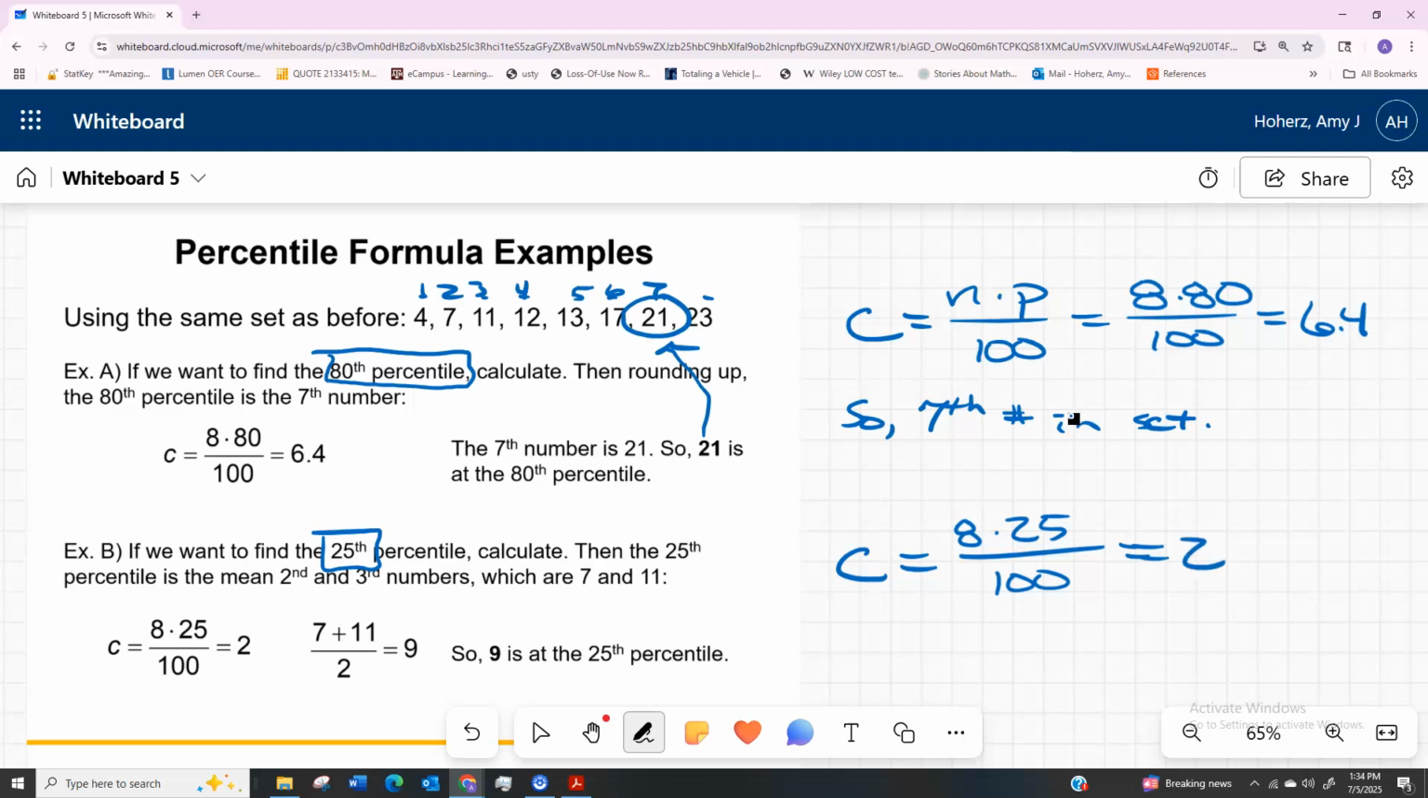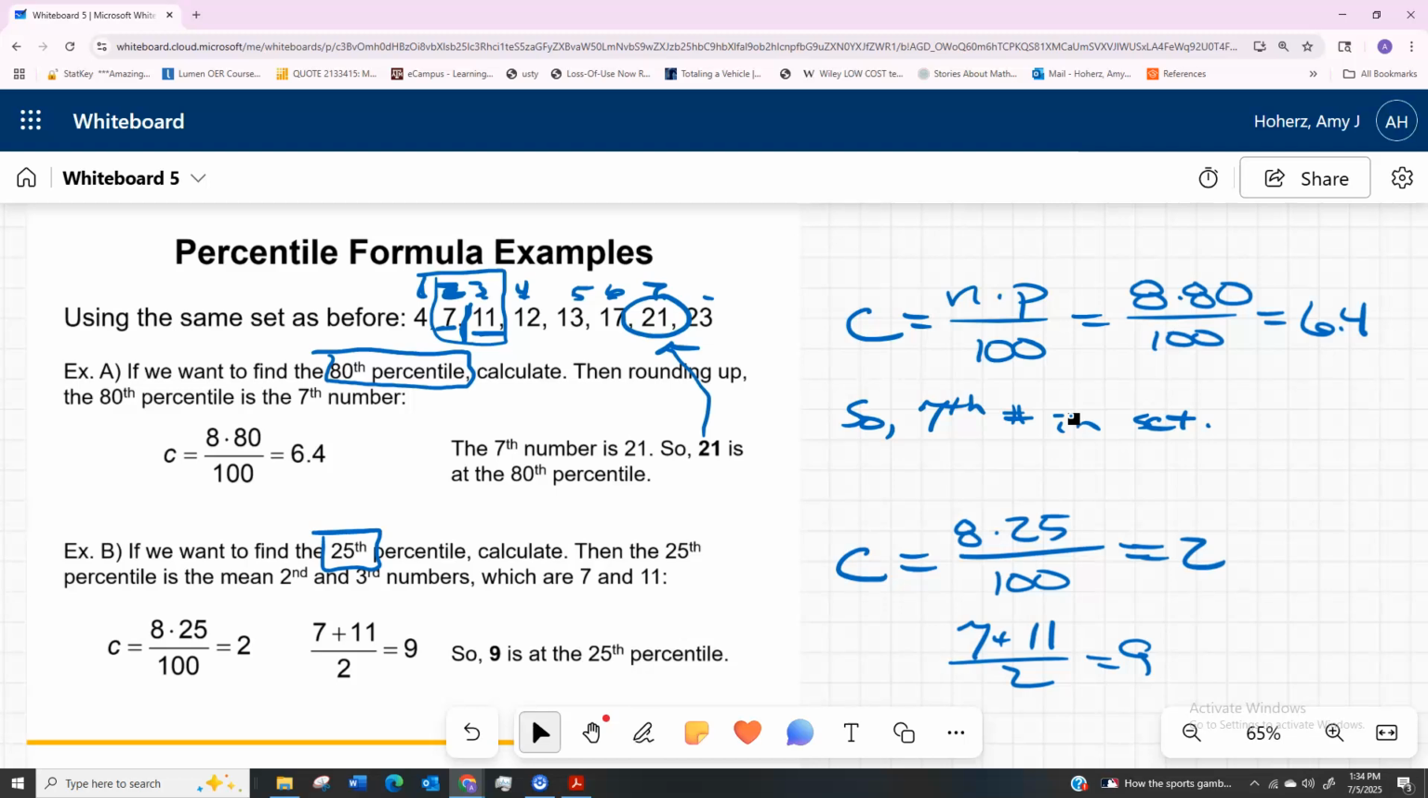So we don't go up here and say, okay, 1, 2, it's 7. When it falls right on a whole number, you have to go between that one and the next one. So between 7 and 11 is what we're going to calculate. We're going to figure out what's right in the middle of that. So we're going to average 7 plus 11 and divide it by 2, which comes out to be 9. So a score of 9 would be at the 25th percentile.